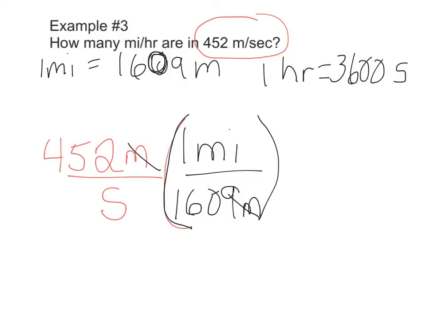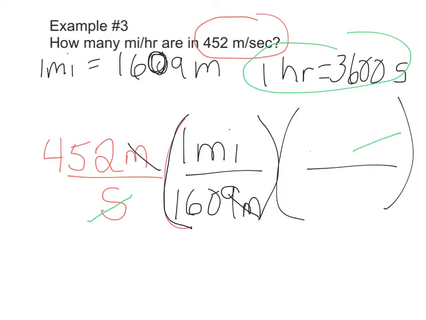Now, you can go ahead and figure out what that equals, or you could go ahead and do the next conversion. Because our next conversion, of course, is hours to seconds. And we've got our seconds on the bottom, and so we're going to need our seconds to cancel out right up there. So we would make this say 3,600 seconds is 1 hour.